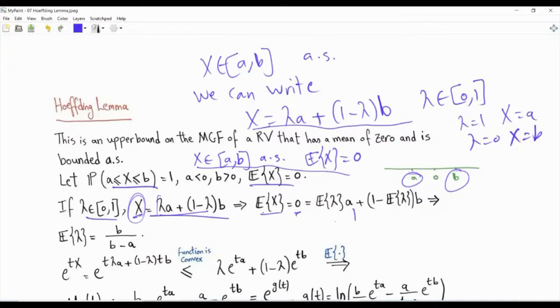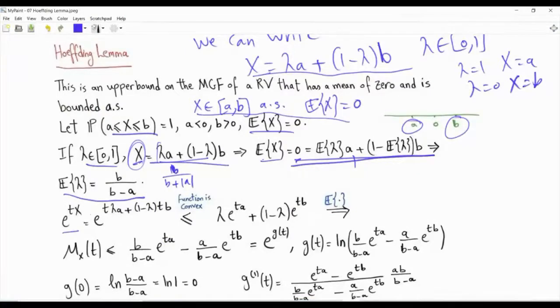And lambda is between 0 and 1, and the expectation of lambda, from this equation here, you can solve for the expectation of lambda, and it is equal to b over b minus a. Remember that a itself is a negative number. So this is basically b over b plus the absolute value of a.